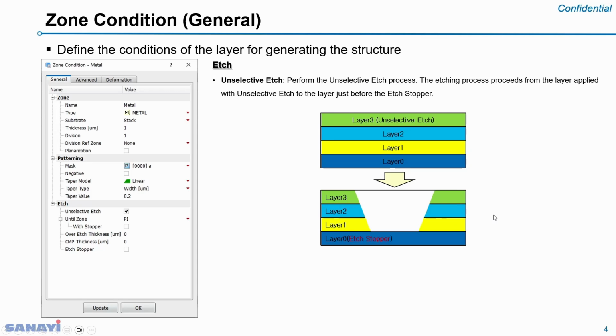The etching process starts from layer 3. It means that unselective etch should be checked for the zone condition of layer 3. And when you want to proceed with the etching process from layer 3 to layer 1, layer 0 should be an etch stopper because etching proceeds until just before the layer for which the etch stopper is checked. Therefore, the result will be generated like this.